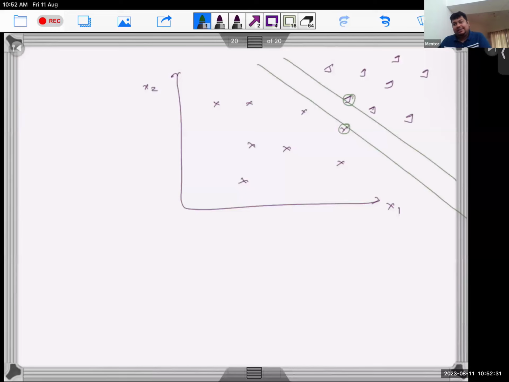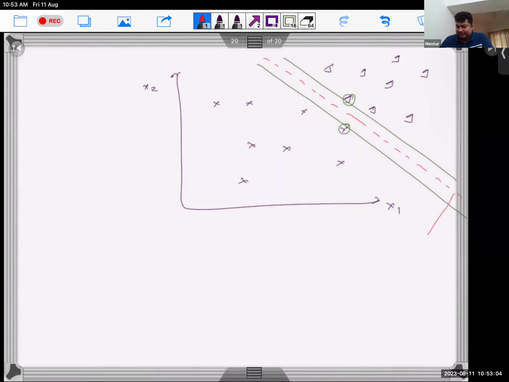Now, let's say this is the biggest cylinder that I can fit between these points. Where do you think the best separator would lie? Center of the cylinder, in the middle of it. So this is the best separating line that SVM gives you.